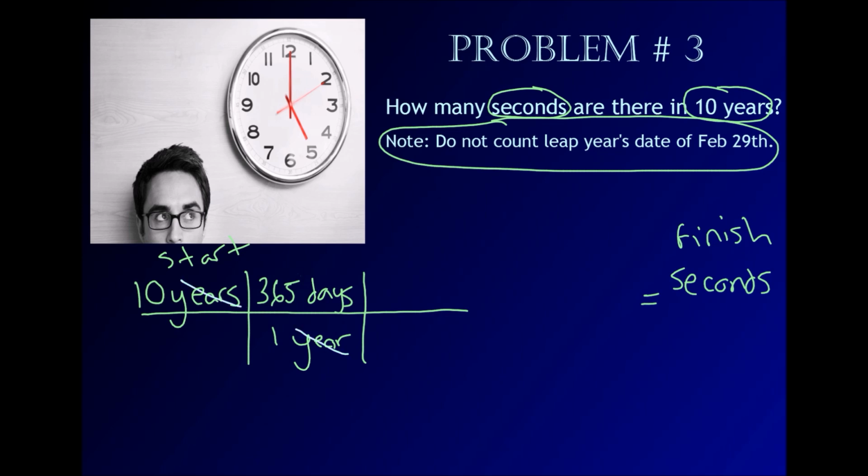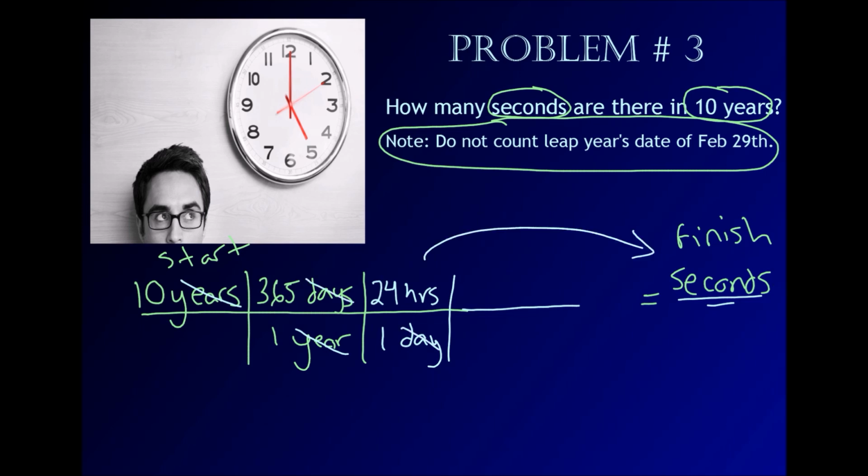So now I have days left, but I want seconds. From days to seconds, I have to go through another conversion ratio. Well, we know that there are 24 hours in one day. So I'm going to use 24 hours in one day as my second conversion ratio. Then I can cancel out the days. So now I have hours and I'm going to seconds. To get from hours to seconds, I have to go through minutes. We know that there are 60 minutes in every 1 hour. So now I can cancel out hours.